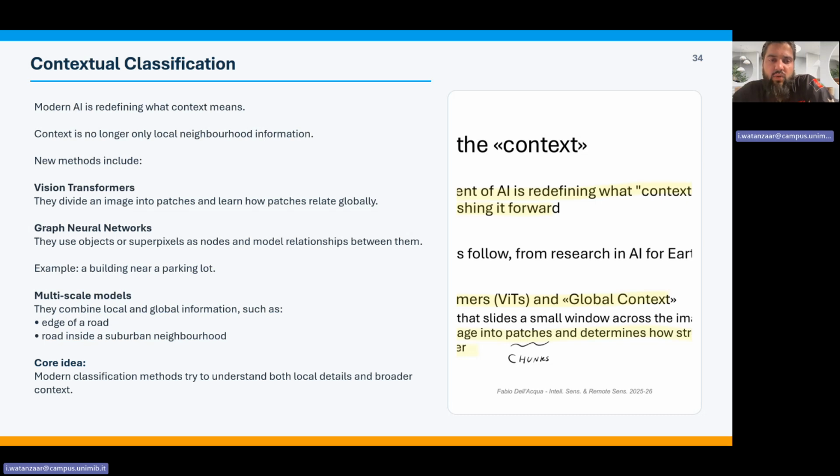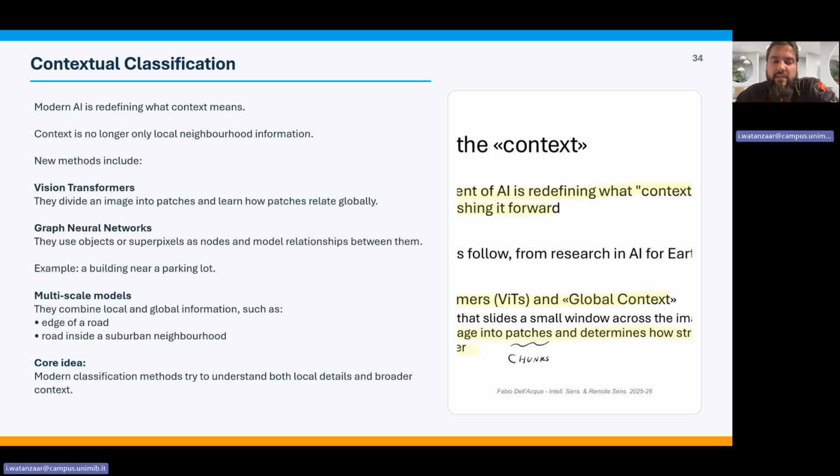Multi-scale models combine local and global information, such as the edge of a road or a road inside a suburban neighborhood. What does it mean? In the multi-scale model, if we know about the edges of the road, or a road inside the suburban neighborhood, they can still identify it better thanks to the multi-scale model.